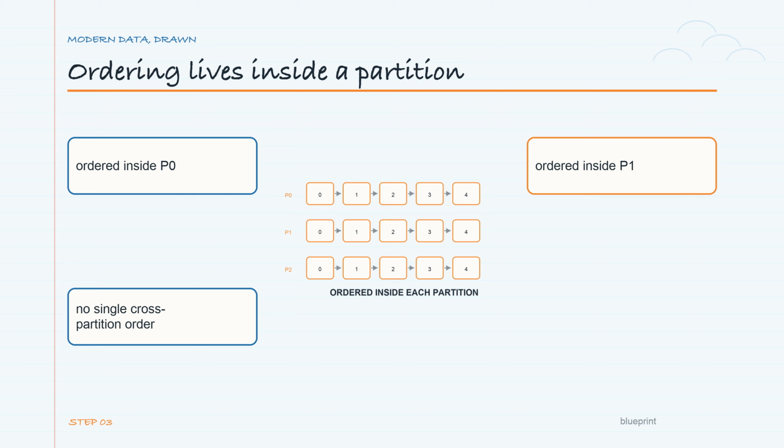Now connect that idea to what appears on the page. Read the drawing from one idea to the next. Ordered inside P0, then ordered inside P1, then no single cross-partition order.